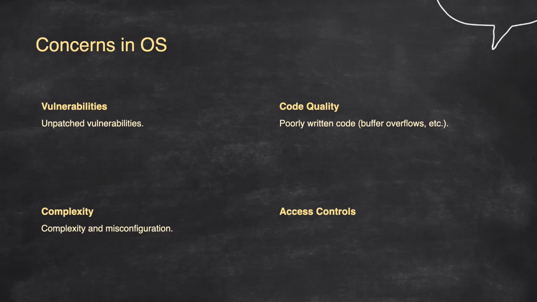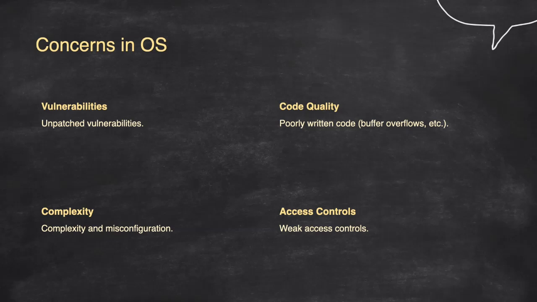Moving next to access control. Friends, weak access controls refer to insufficient security measures that govern who can access a system, application, or data. When access controls are not properly implemented or enforced, unauthorized users may gain access to sensitive information or critical system functions. This can lead to data breaches, loss of data integrity, or unauthorized changes to the system.